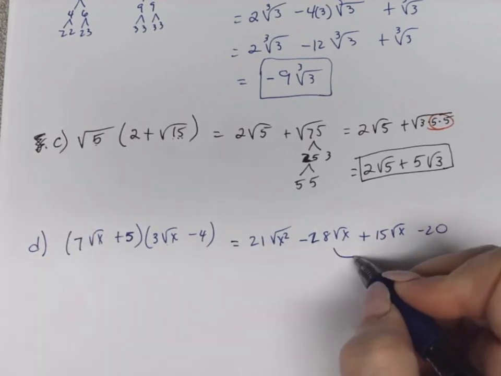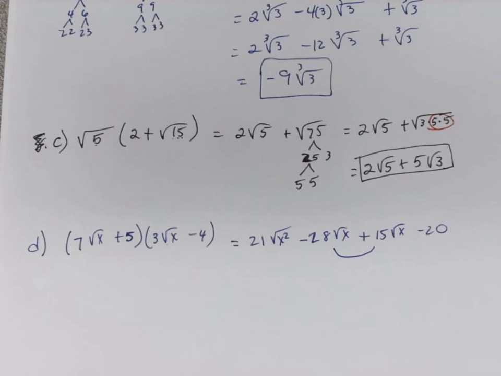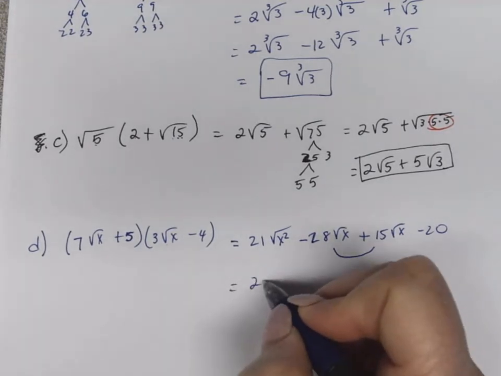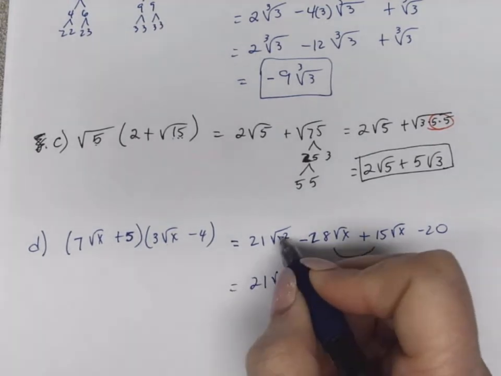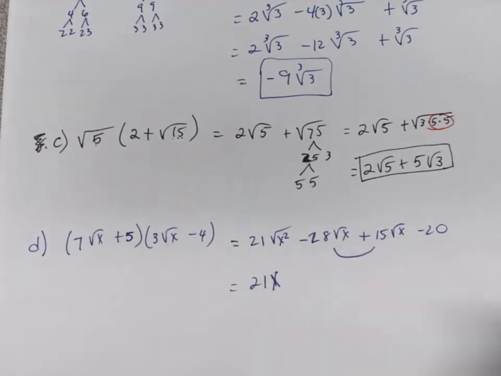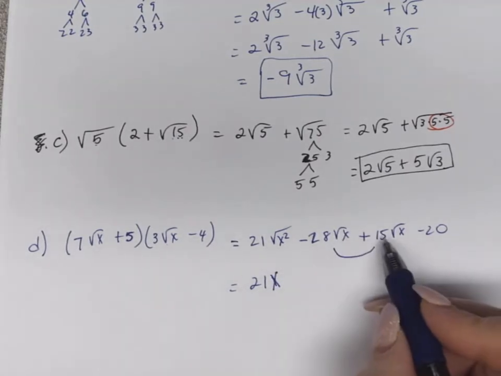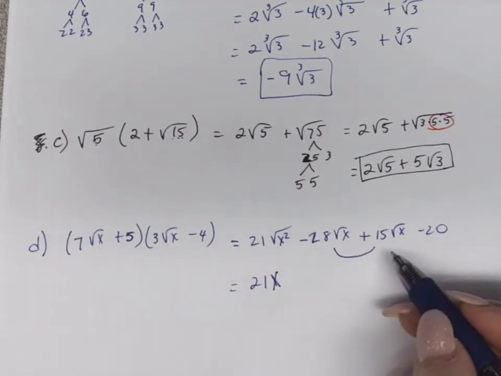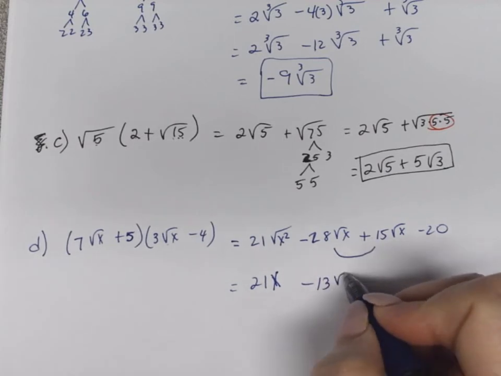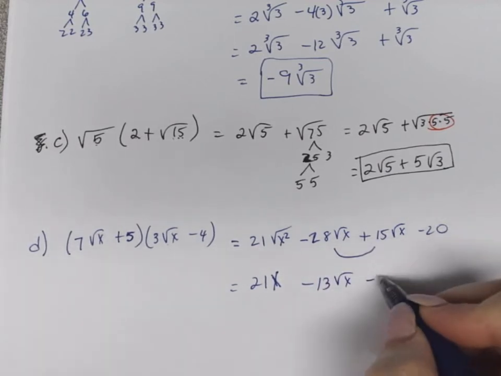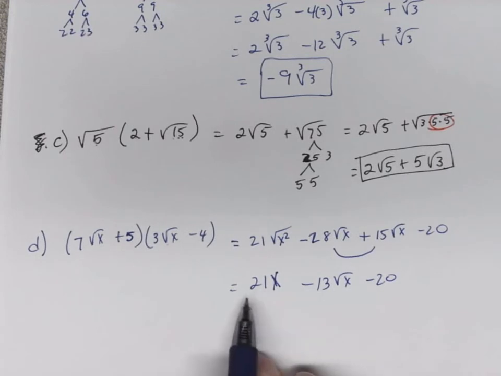Now, if you notice, these two here are like terms, so we'll add those together and get 21. Square root of x squared will get us x. Negative 28 plus 15 will get us a negative 13 square roots of x, and then minus 20. Nothing else are like terms, so we won't be able to do anything more than that.